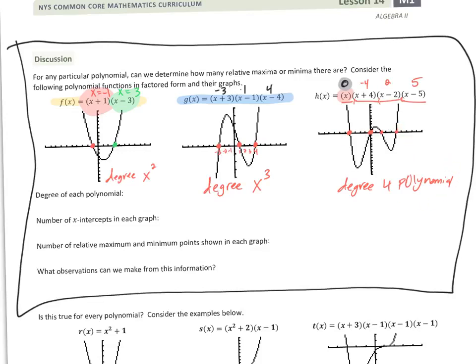Well, when we're talking about the number of relative maximum and minimum points shown in each graph, that's kind of an odd question. So if I think about this, is it possible to have a degree 2 polynomial that has this quadratic shape to have 1 root? Well, yeah, if I shift this up just a little bit so that the vertex is just touching the x-axis, then this polynomial has exactly 1 root. And if I move it even higher, it will have 0 roots.